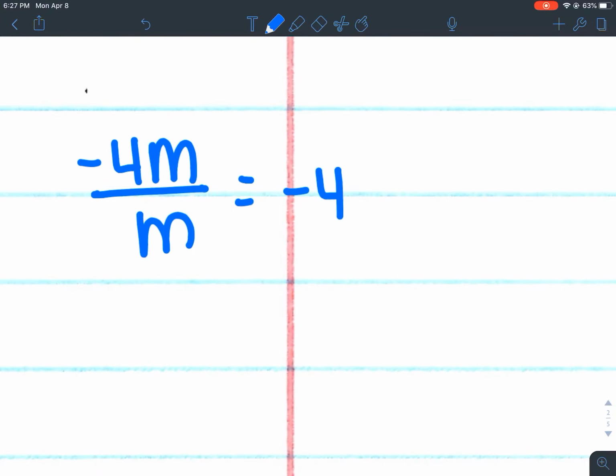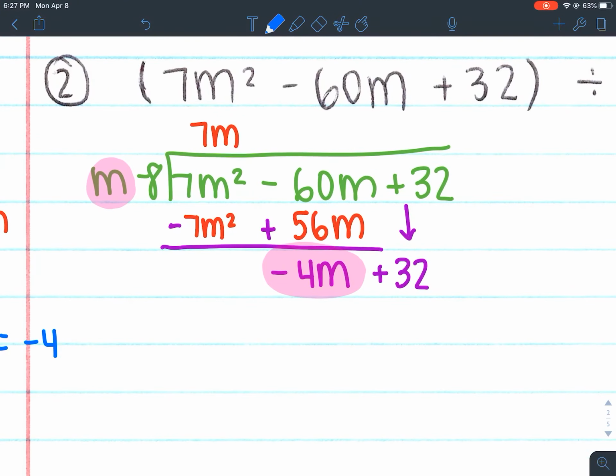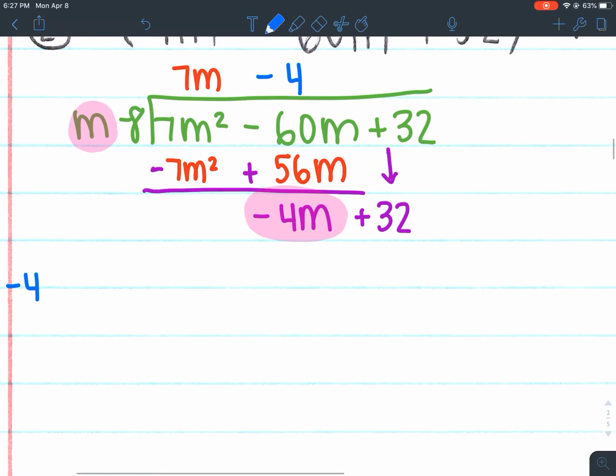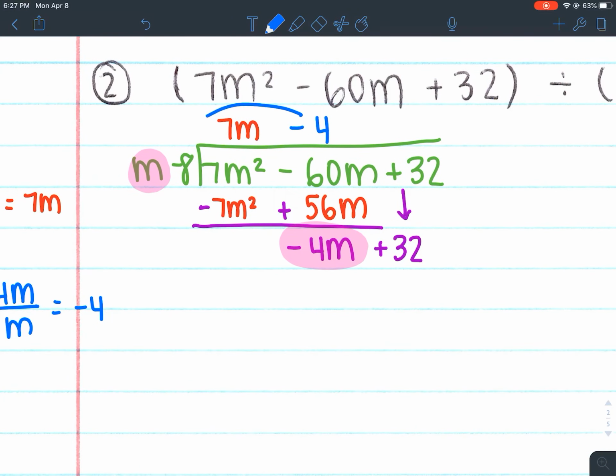We're just dividing here. M divided by m cancels. The negative 4 is going to go up here. Okay? And then I distribute. What's negative 4 times m? That's negative 4m. Negative 4 times negative 8 is positive 32.